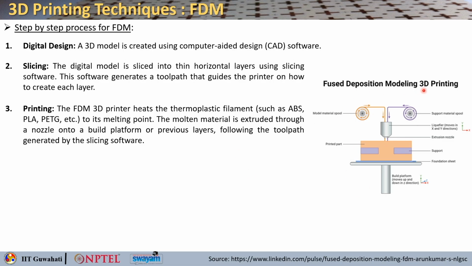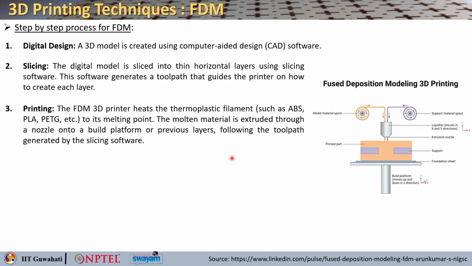So, this is the FDM 3D printing. So, this 3D printer basically heats the thermoplastic filaments such as ABS, PLA or PETG to its melting point. So, it basically takes the support material spool, and this is the model material spool like this. Then this is a liquefier that moves in X and Y direction, and these are the extrusion nozzles, and this is how you print the parts. Okay, and this is the platform which can move up and down in the Z direction, right. So, this is the foundation sheet on which it is fabricated.